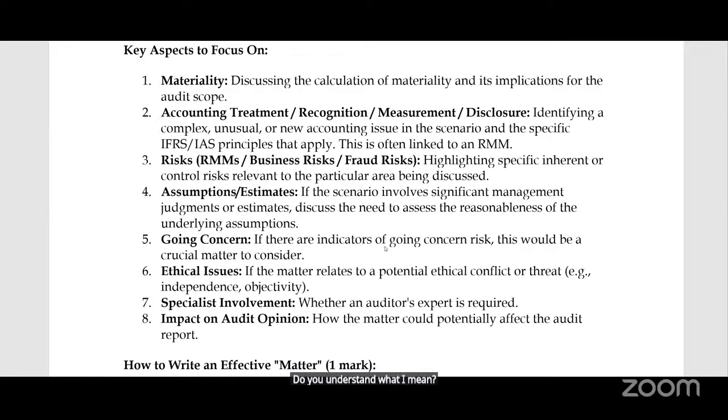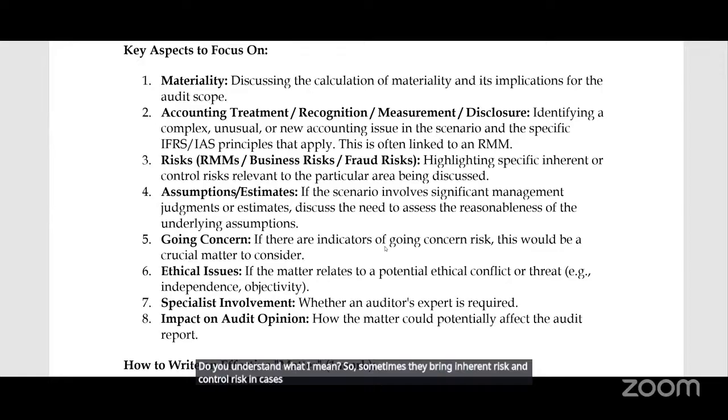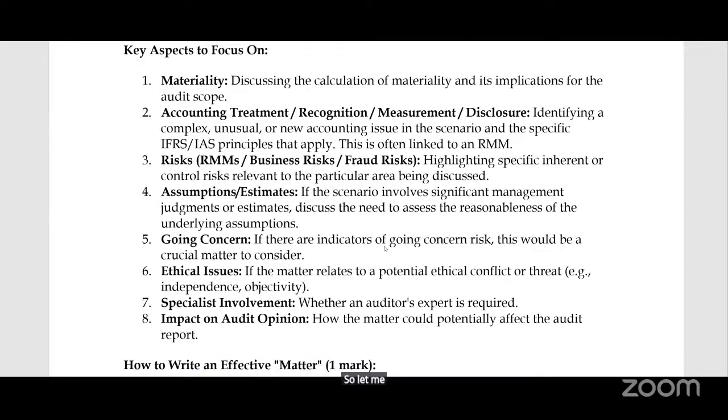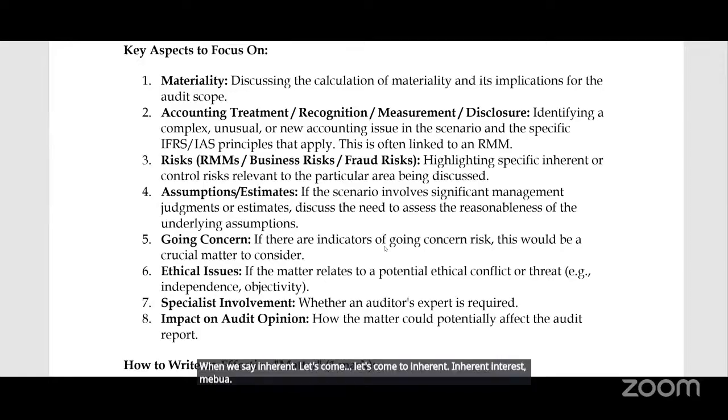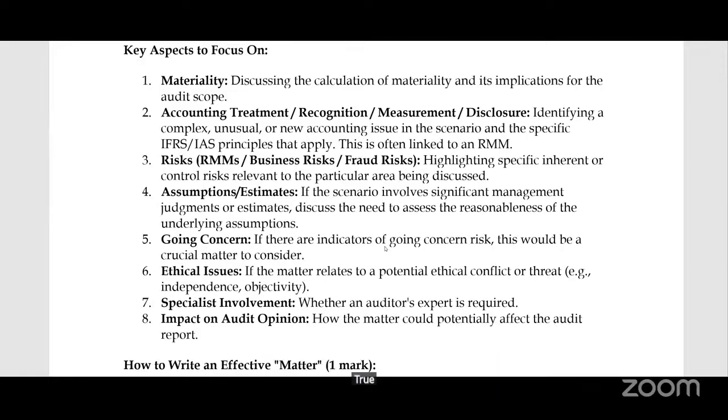So sometimes they bring inherent risk and control risk in cases and students cannot identify them. So let me give you the simplest way to identify this. When we say inherent, let's come to inherent. Inherent is tied to you. True or false? Those who understand, true. So something that is inherent is tied to your business.